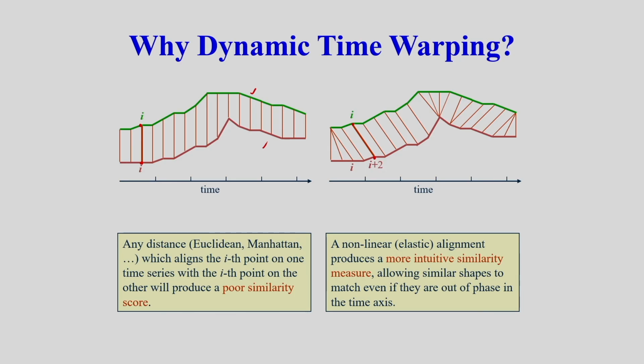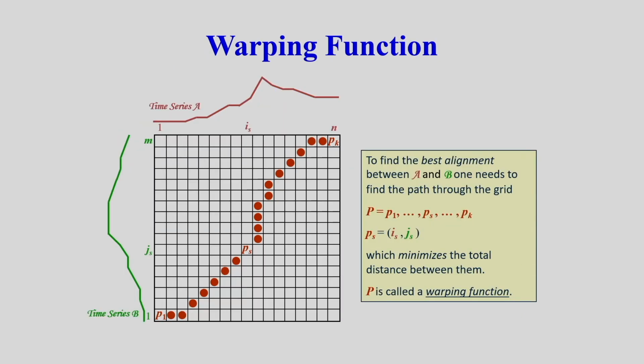That means we need a nonlinear elastic alignment. In this figure you can see I am considering the warping function. I am considering the time series A and the time series B. Now, I want to find the best alignment between A and B, and for this I need to find the path through the grid. The path is represented by P = P1, P2, P3 and so on, where Ps is nothing but (is, js).